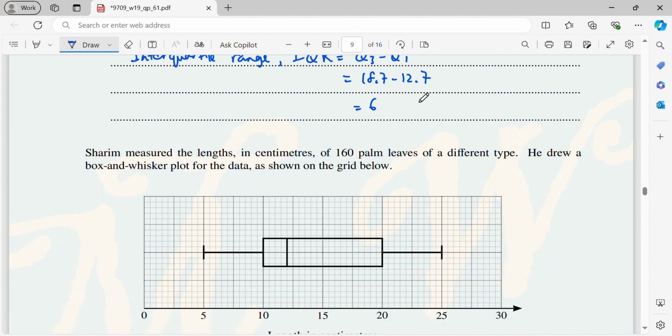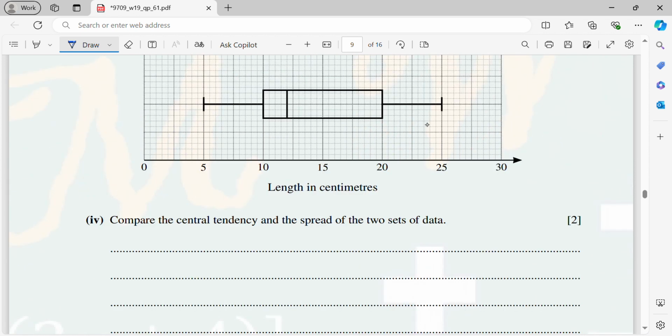Okay, now Sharim measured the length in centimeters of 160 palm leaves of a different type. He drew a box and whisker plot for the data as shown on the grid below. Compare the central tendency and spread of the two sets of data. Basically, central tendency is referring to the median. In this case, spread is referring to the interquartile range, IQR.